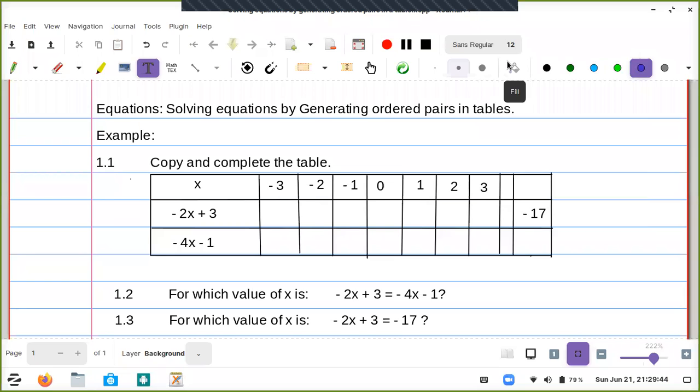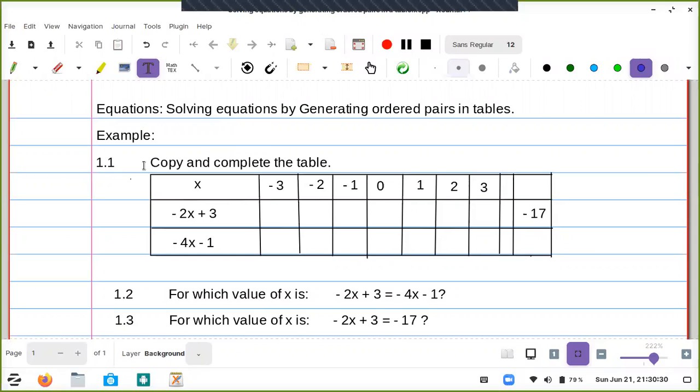The topic that we are going to deal with is equations. The type of equations that we are dealing with are to be solved by using ordered pairs. So we have equations in a table and we are to use the ordered pairs, which means we are to use the x value which is provided, and we are to find the y value. In this case, we have an example that we are going to deal with.